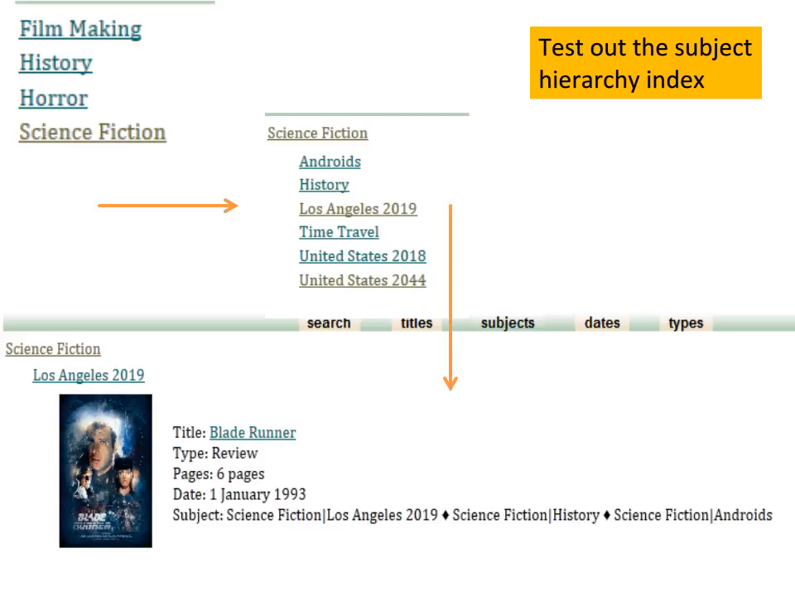Okay, let's test it out. So if we do a preview and go into our subjects, we can see we have a subject index that we can click on an entry, and notice we can drill down. So if we click science fiction, we see there's androids, time travel, etc., etc. We can select one of those entries and it goes down to the record level. So our code is working.